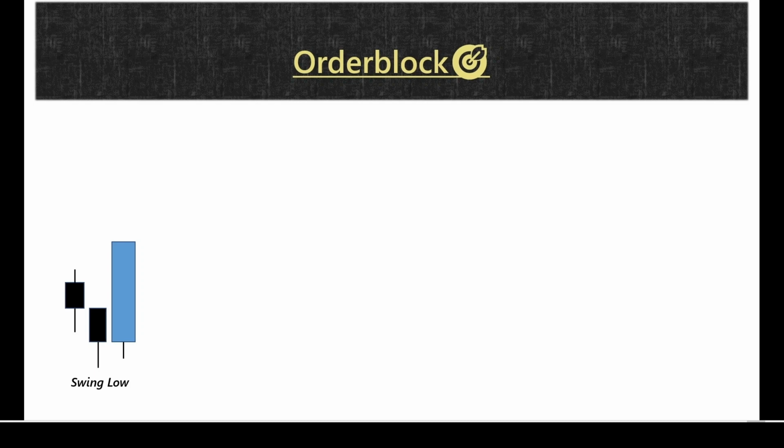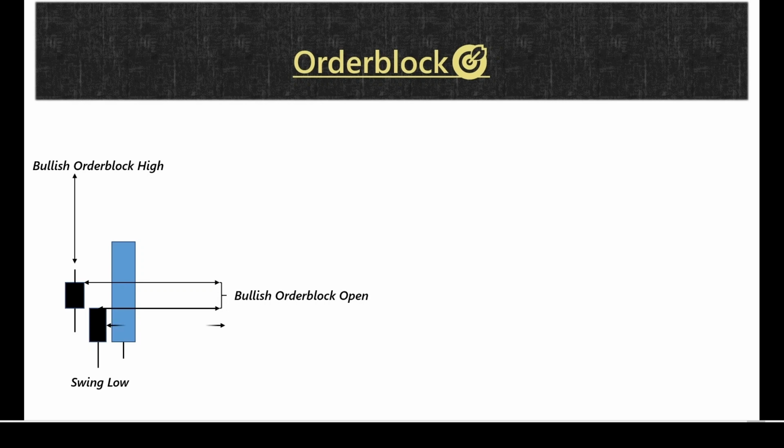The first one is the high of the order block, which you can label as bullish order block high. The second level is the opening price, which is the bullish order block open. And the last level is the halfway point of the body of the candle, which is also known as bullish order block mean threshold. The inverse is true for the bearish order blocks.